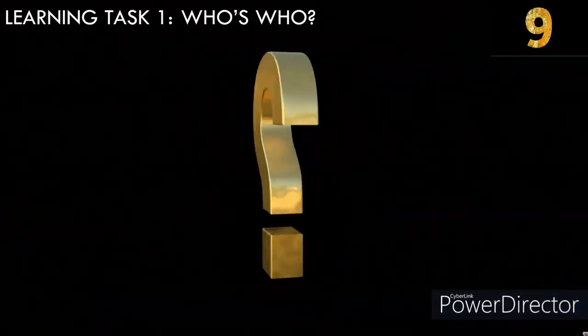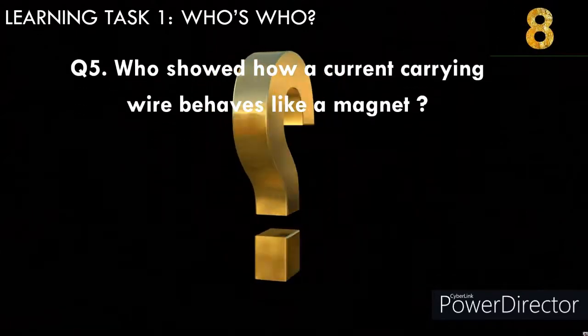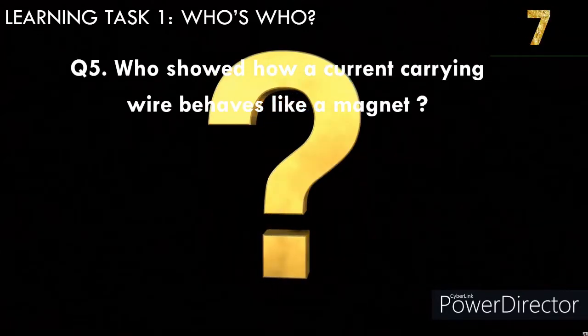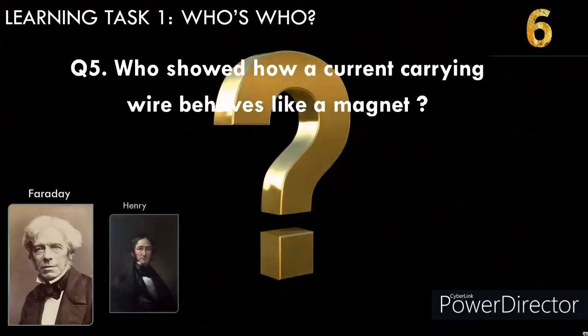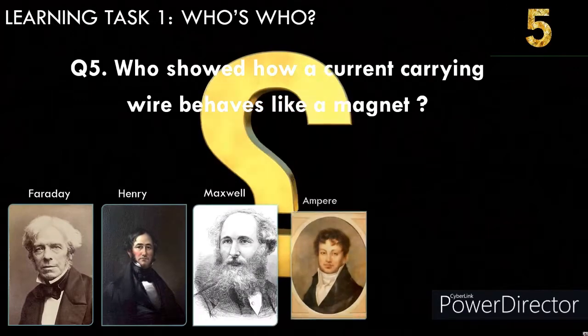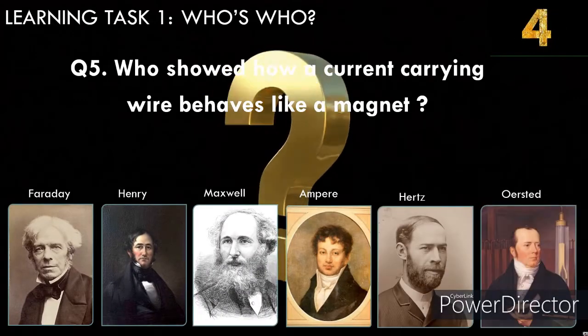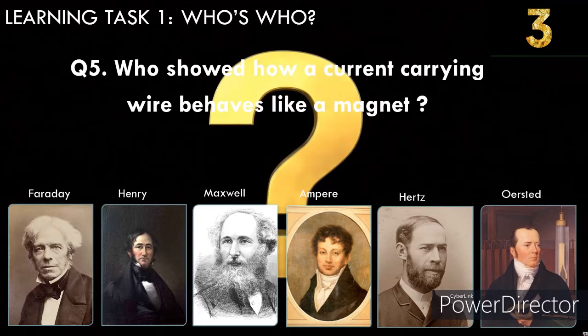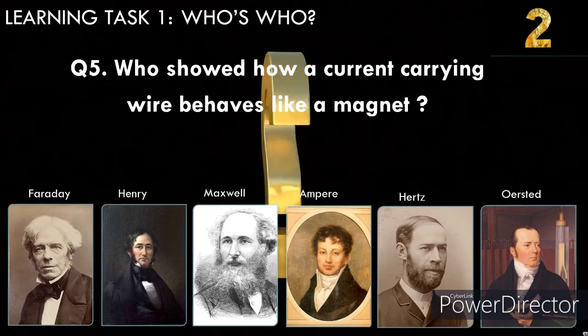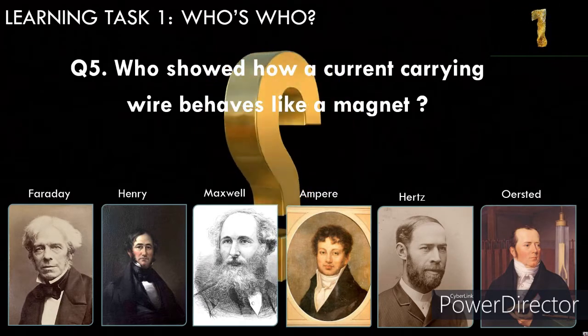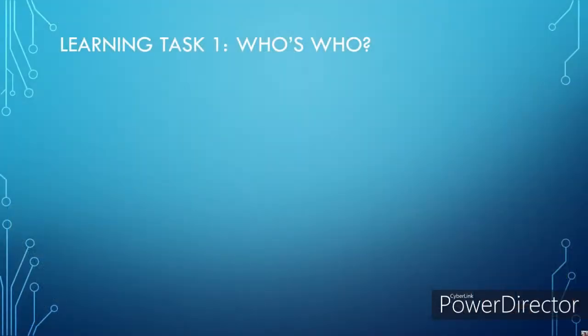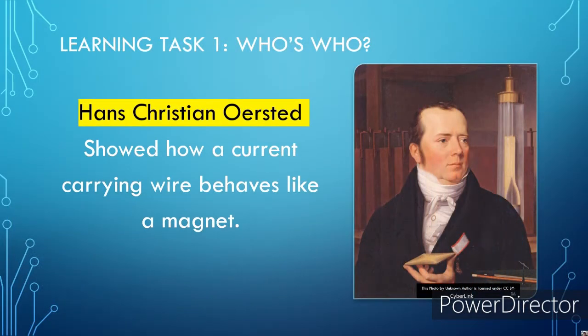Question number 5. Who showed how a current-carrying wire behaves like a magnet? Faraday, Henry, Maxwell, Ampere, Hertz, or Ørsted? Correct answer is Hans Christian Ørsted. He is the one who showed how a current-carrying wire behaves like a magnet.